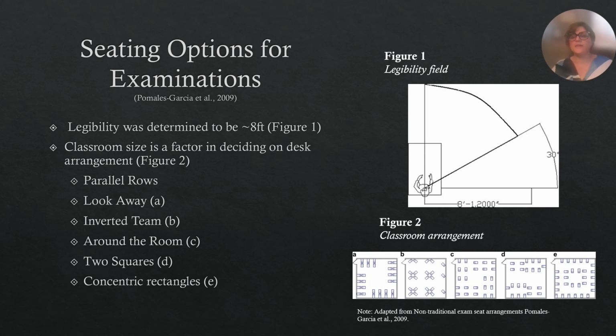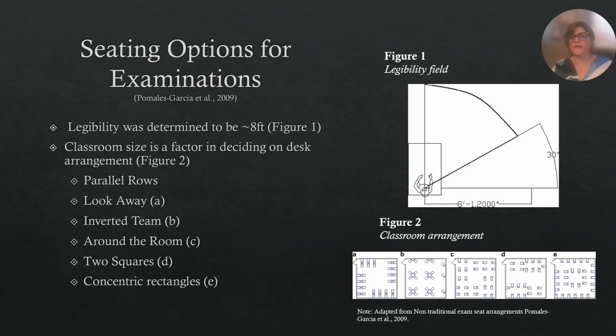There is an additional radius where there could potentially be some view just past that 8 foot line, but it would require quite a head tilt that a proctor would be able to identify. Thinking about classroom size, both structurally as well as the number of students, this would influence how you would want to set up desks for a testing day.